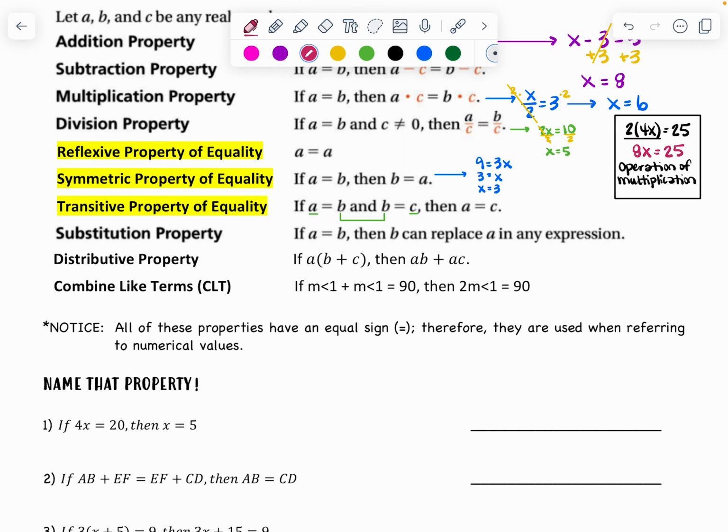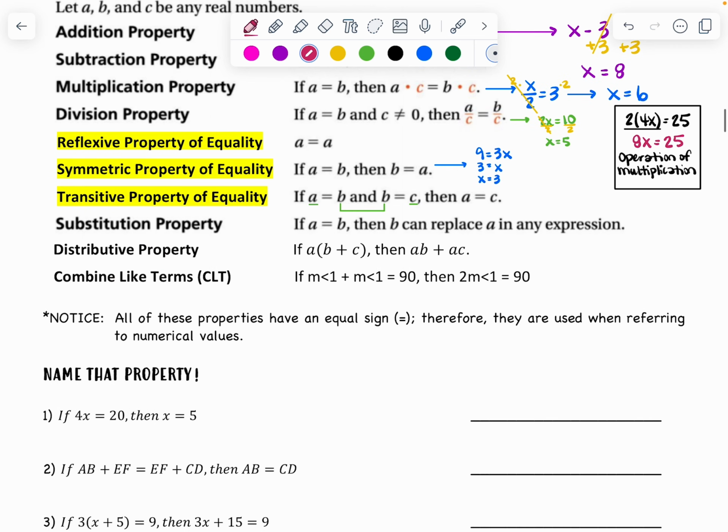All right, our next property is the substitution property. And we use this all the time, right? It basically just says if you know 2 things are equal, then you can substitute them in for one another, okay? So we do this a lot when we're checking our answers, right?